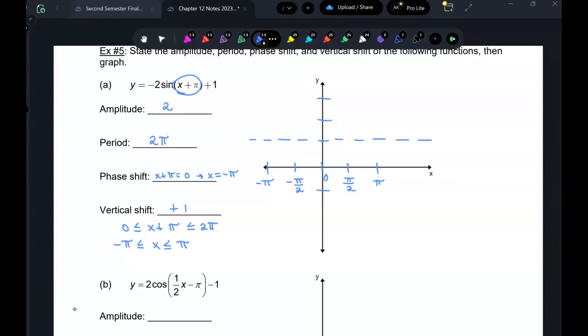Since this is sine, do you remember the order of sine? Sine always starts with 0, then it goes to 1, 0, negative 1, 0. Cosine starts at 1, 0, negative 1, 0, 1. And remember, in this case, the 0 corresponds to the midline, and 1 corresponds to 2 now because it's jumped up. The amplitude is 2.